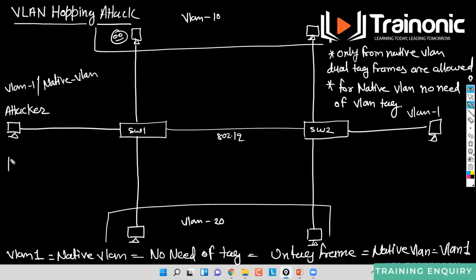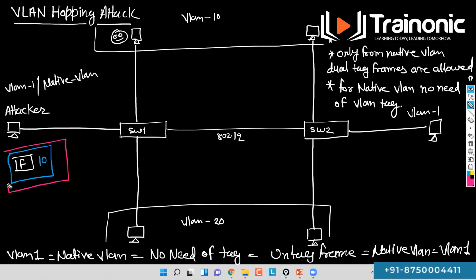How can it do this? It will generate a frame, and in the frame it will add a dual tag. This is our frame. Then the frame will be encapsulated with a dual tag. It wants to go to VLAN 10, so it encapsulates the frame with 10, and then with 1. Now how many tags are coming? Two: 1 and 10.